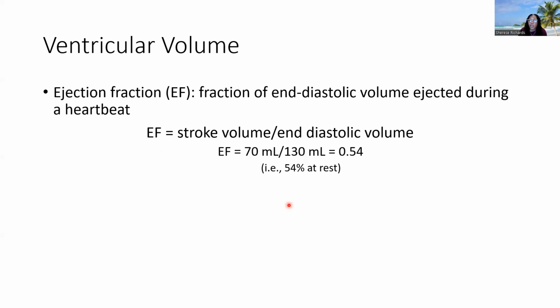Of course, if you're exercising, if you're an athlete during performance, that number is going to go up. You're going to eject much more of your total filling volume. This number is just representative of someone at rest.